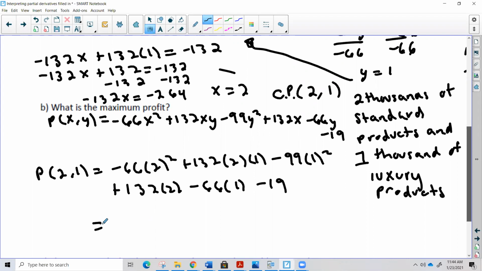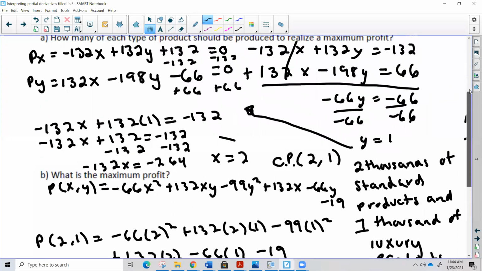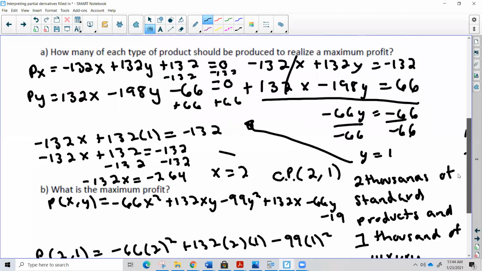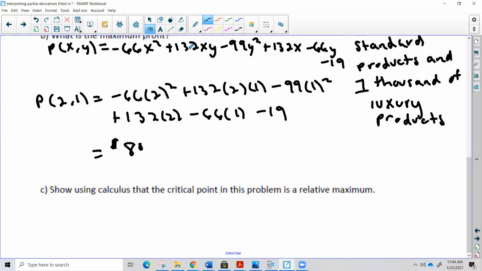Okay, I'm just going to plug this into my calculator. Okay, and I get 80. So again, they said it's the yearly profit in thousands of dollars. So we're really getting 80,000 is my profit.